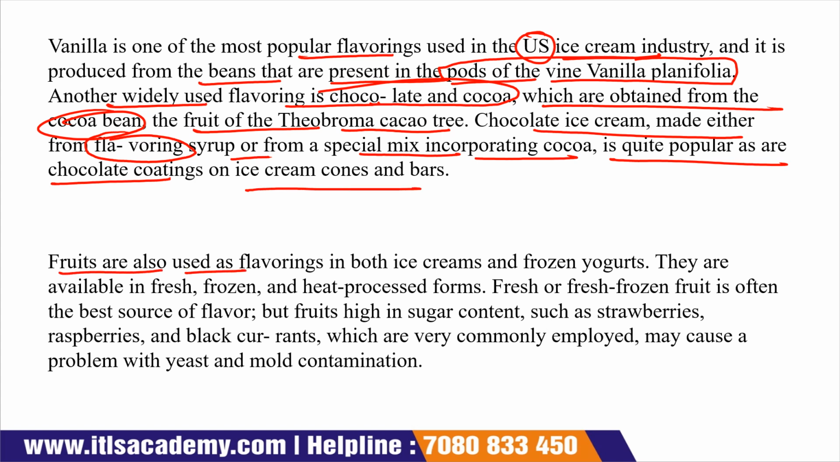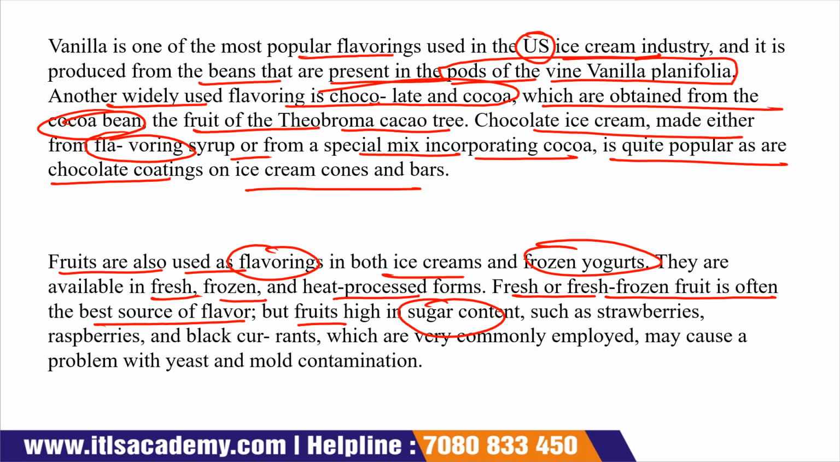Fruits are also used as a flavoring in both types of ice creams, or in frozen yogurt. They are available in fresh, frozen, and heat processed form, and fresh or fresh frozen fruit is often the best source of flavor. But fruits with a higher sugar content, like strawberries, raspberries, and blackcurrant, are commonly employed and may cause problems with yeast and mold contamination because of the high sugar content.